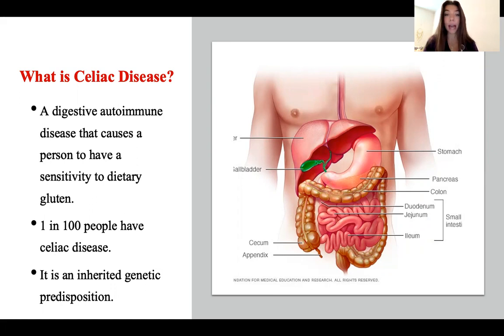1 in 100 people have celiac disease, so it is very common in the United States. It is an inherited genetic predisposition. This could come about in childhood or adulthood, but it's very common to see.